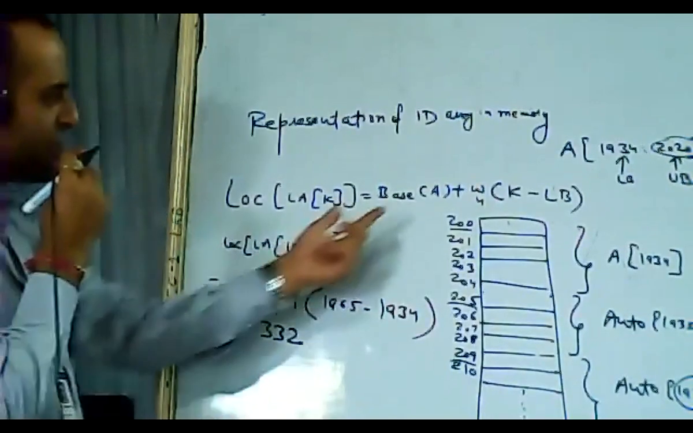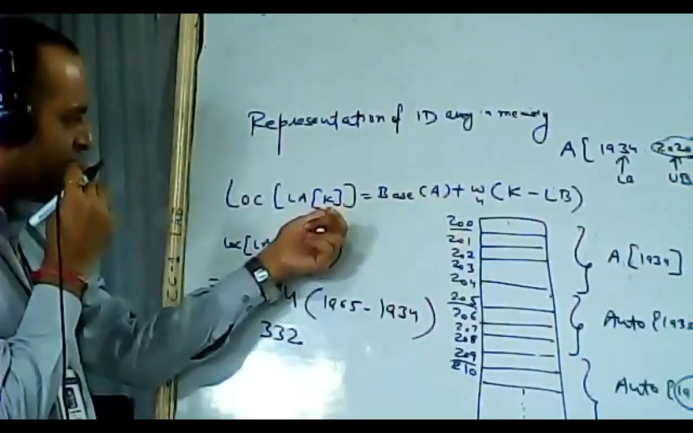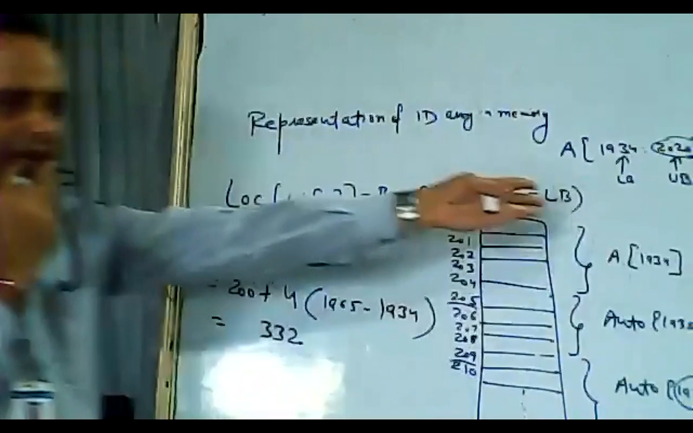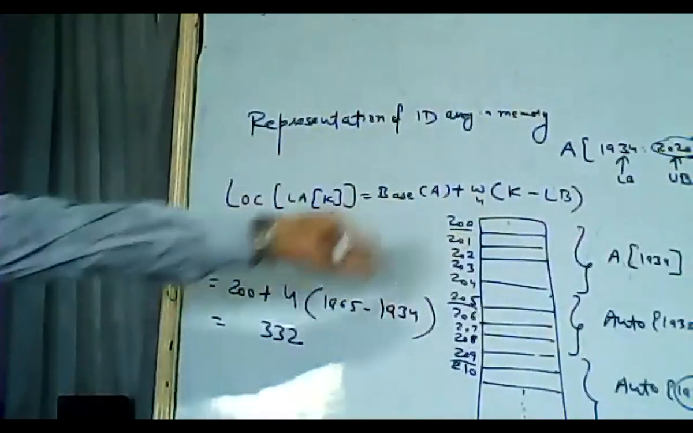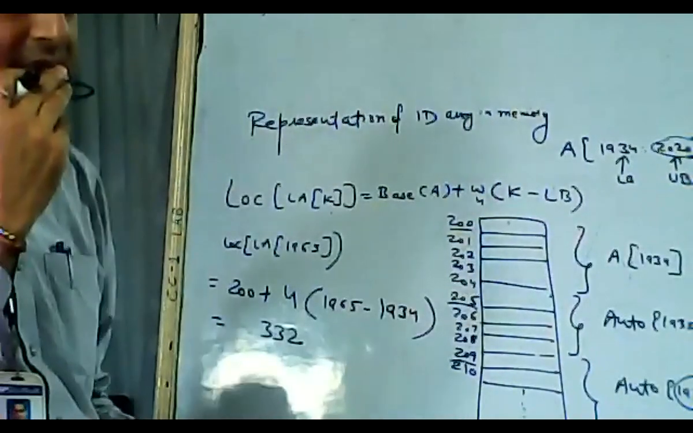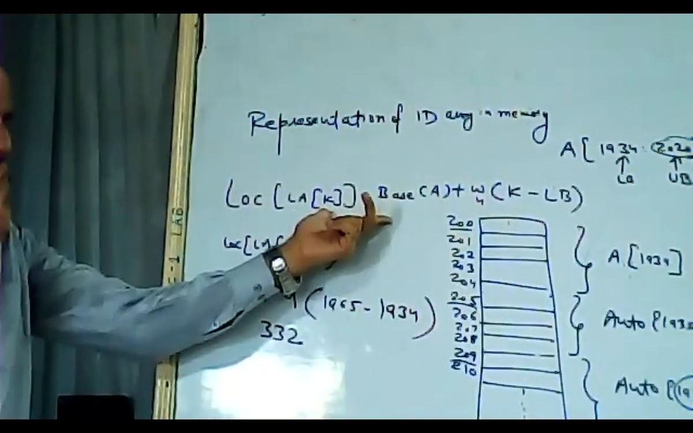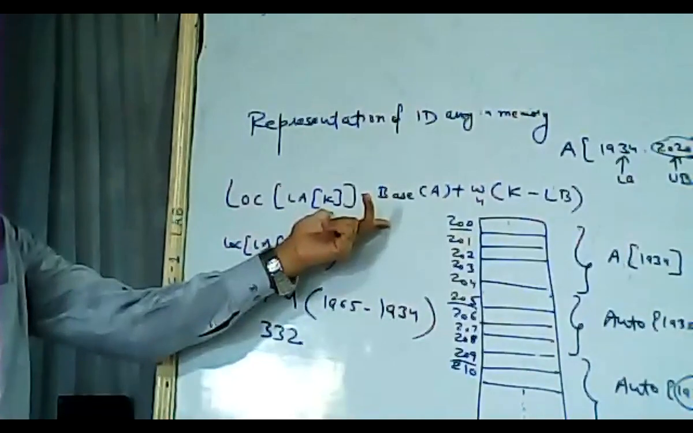All fields will be given to you in the paper. Base address will be given, K will be given, W will be given, lower bound, upper bound will be given. You just need to memorize the equation, put the values and get the answer. Is the importance of this formula clear? Yes or no? Yes, sir.